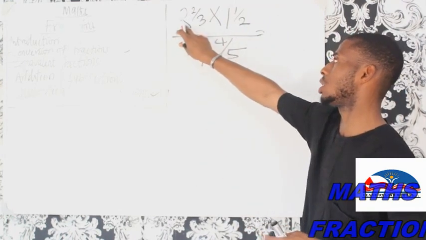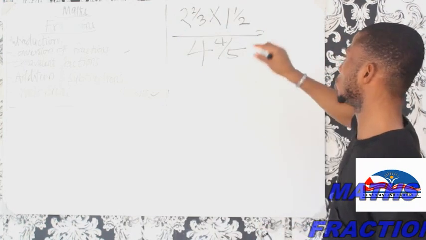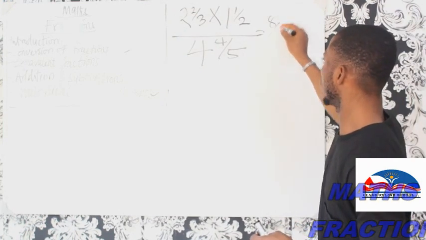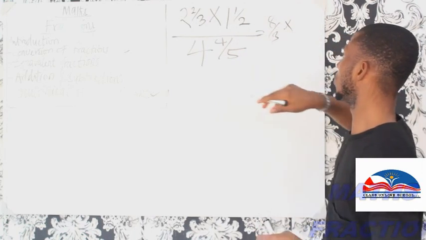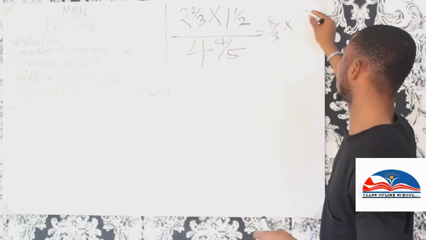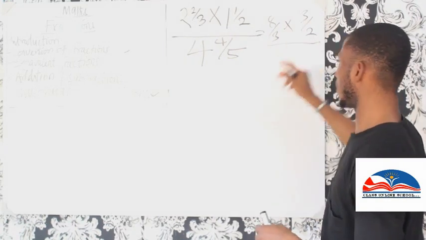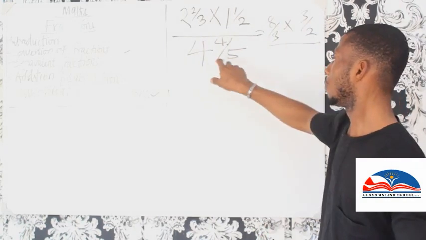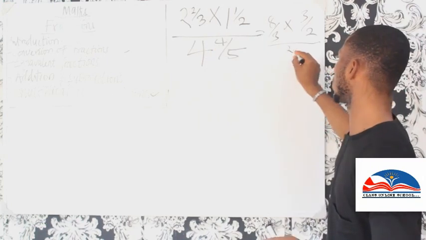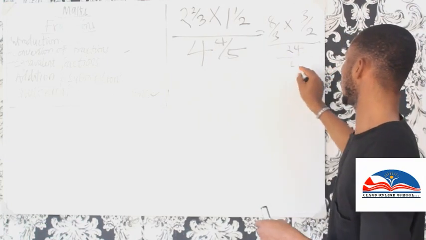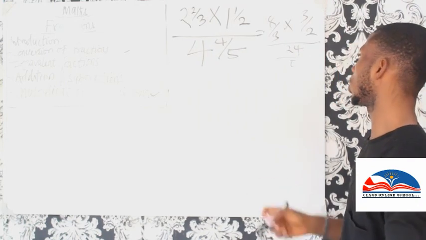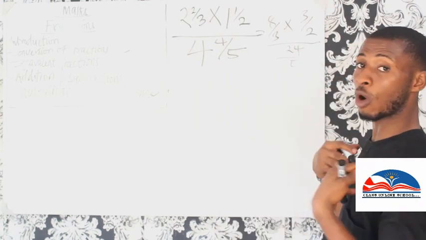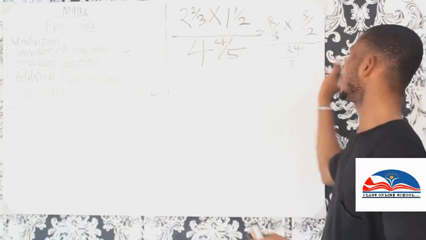3 times 2, 6. 6 plus 2, 8. 8 over 3. So, times 1 over 2. 2 times 1, 2 plus 1, 3 over 2. All over 5 times 4, 20 plus 4, 24 all over 5. Have you seen it? So, to put it in a form that will suit you, straighten it up.